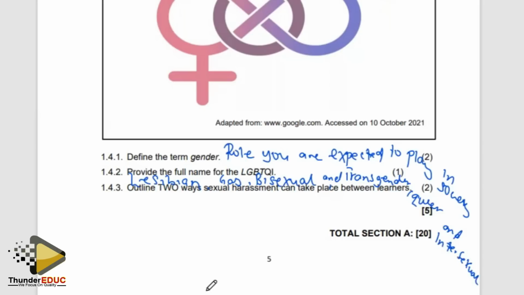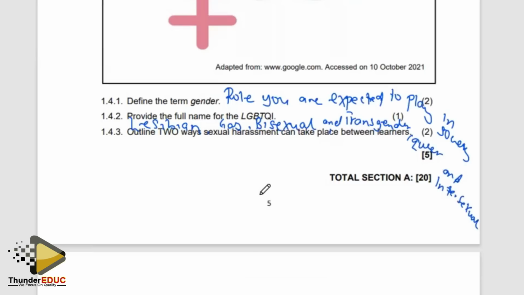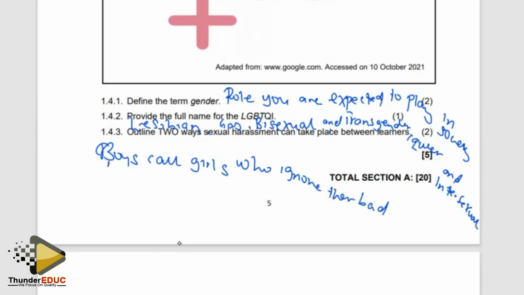Right. Outline two ways sexual harassment can take place between learners, all right? So you can talk about boys call girls who ignore their bad behavior bitches. Yes. Boys call girls who ignore their bad behavior. They call them bitches, right?